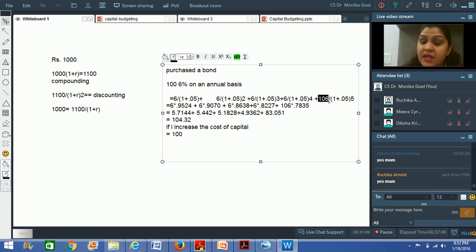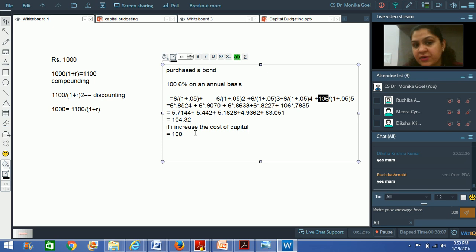Is the concept of discounting clear? Or do you need some more examples or some more understanding of it? Because this is one of the basic concepts of financial management. If this concept is clear, I think half of the job is done. And it's a very simple concept. It's a very, very simple concept.